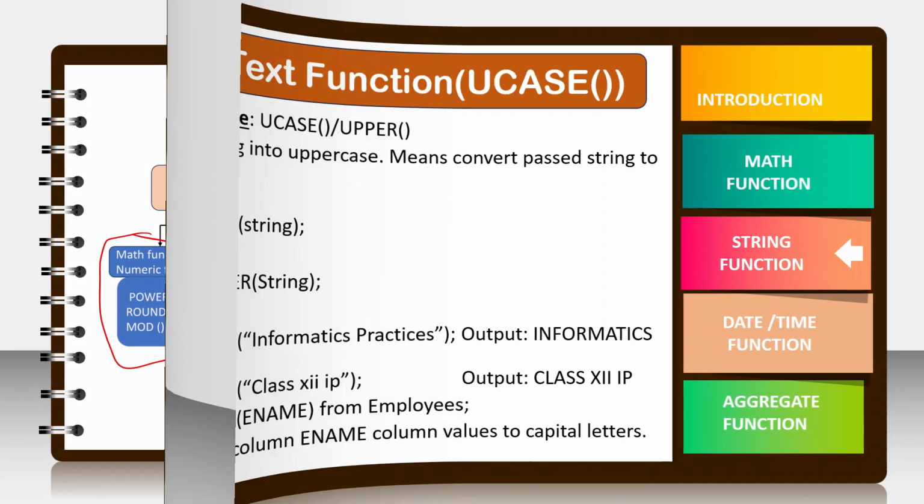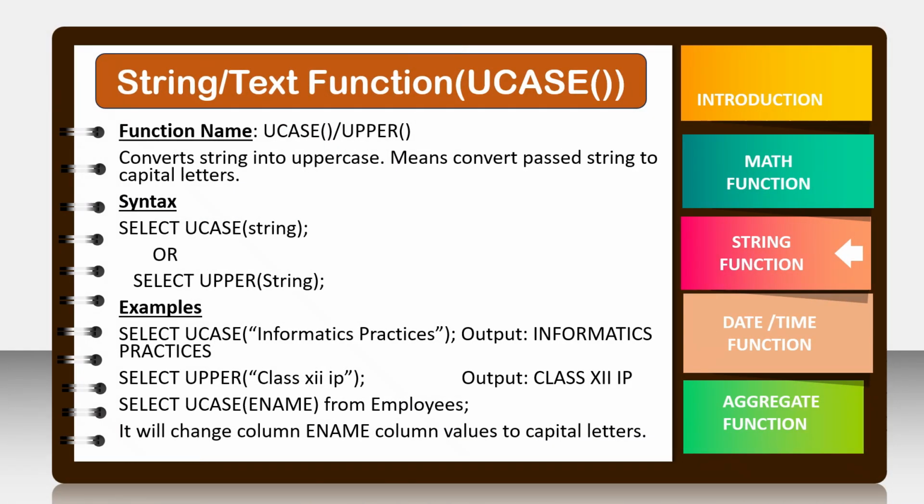So the first text function is UCASE. What this UCASE does is it converts all the string values into capital letters. U means it converts to upper letters. So it converts a string into uppercase, meaning convert the passed string to capital letters. The syntax of this is select, then we have to use the function name, and then we have to pass the string as a parameter. In place of UCASE, you can also write upper. Both will return the same output.